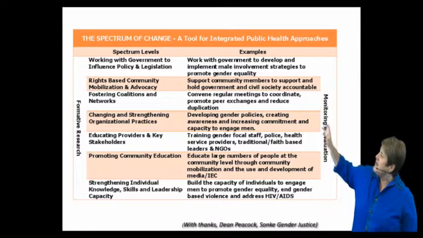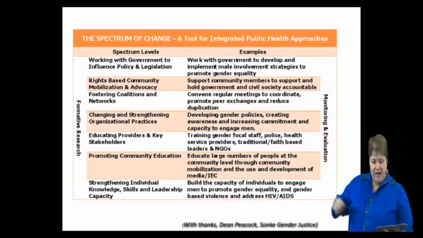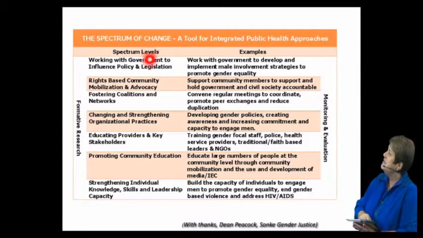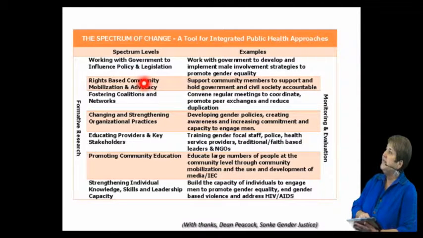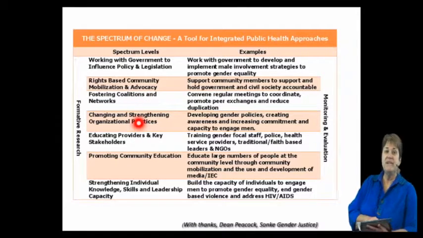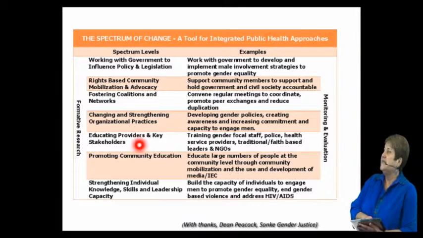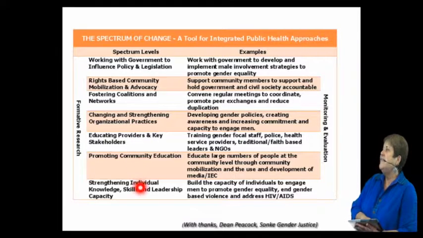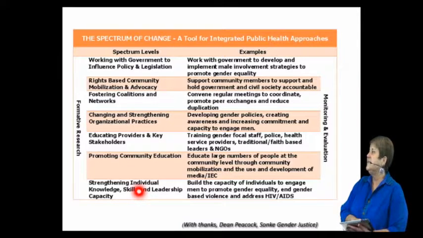So if we look at the spectrum of change, there are a number of areas that we can work in. There's working with government to influence policy and legislation. There's at a community level, mobilization and advocacy. There are networks where we try and foster coalitions. There's changing and strengthening organizational policy practices within an organization. There's educating providers and key stakeholders. There's community education. And then there's also at the individual level, strengthening individual knowledge and skilled leadership and capacity.